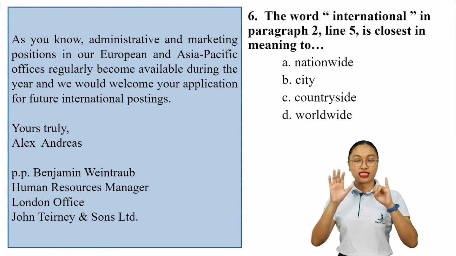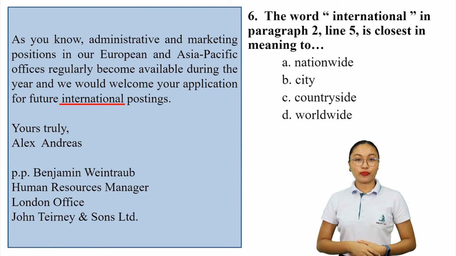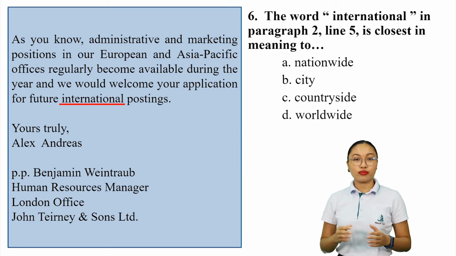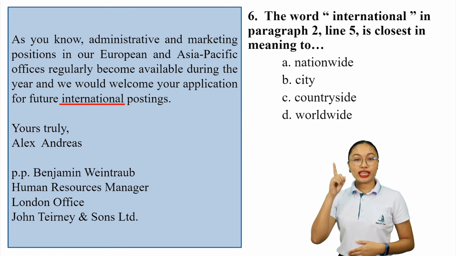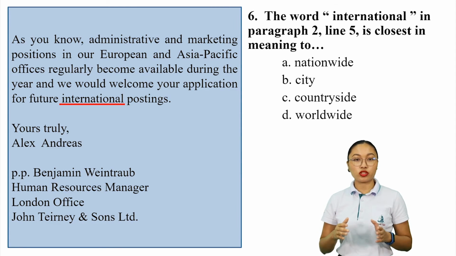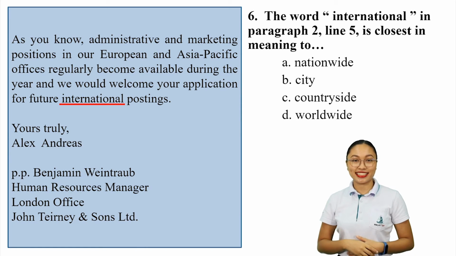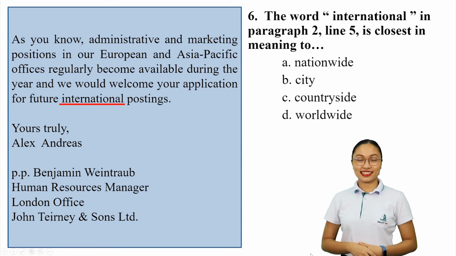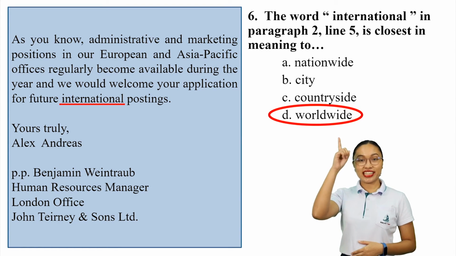Question number 6. The word international in paragraph 2, line 5, is closest in meaning to. Letter A, nationwide, means extending or reaching throughout the whole country, while letter B, city, is just a part of a metropolitan in a certain country. Lastly, countryside refers to suburbs respectively. International extends beyond one country. So the best answer is letter D, worldwide.